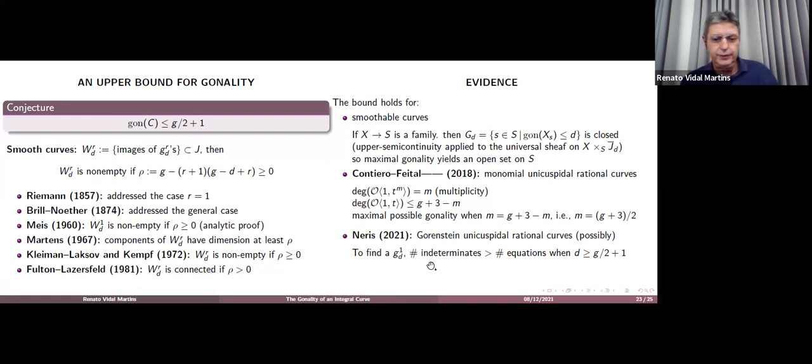Also, in a recent PhD thesis, a student of mine noted that the bound holds for Gorenstein unicuspidal rational curves. I would say that it's far from being a result. But he was trying to find the g^1_D, and there is a computation there. There was an interesting fact that the number of indeterminates was always greater than the number of equations precisely when D exceeded G divided by 2 plus 1. So this number appears everywhere, even if you are dealing with a singularity. Those rational curves just have one singularity, and at the singularity, these things already appear. This is sort of interesting.